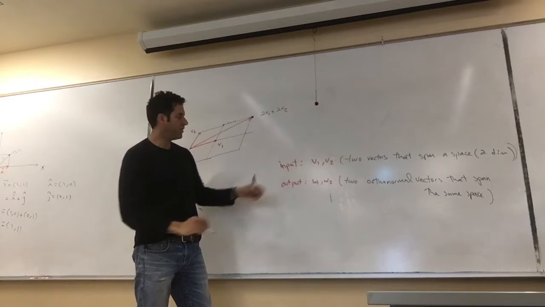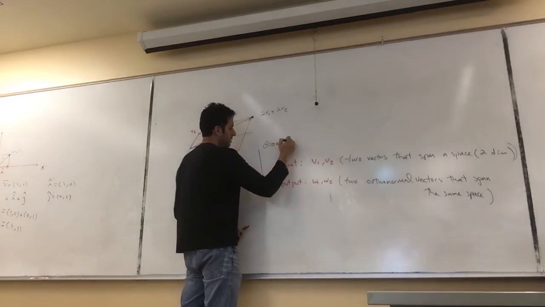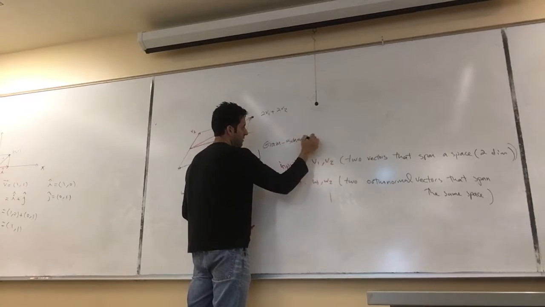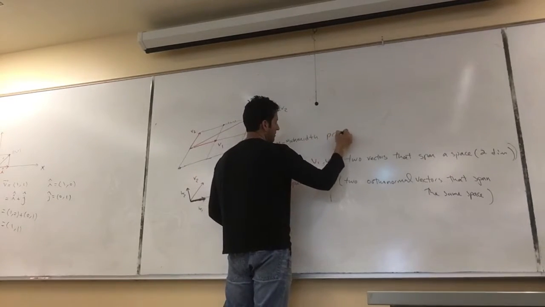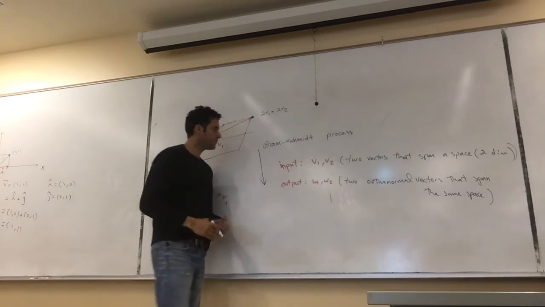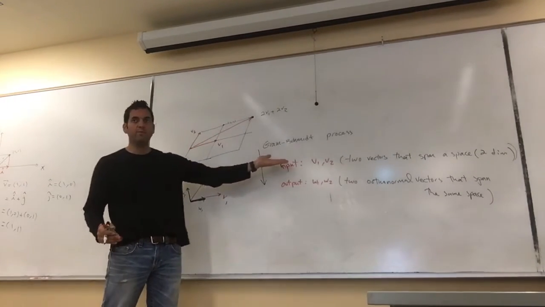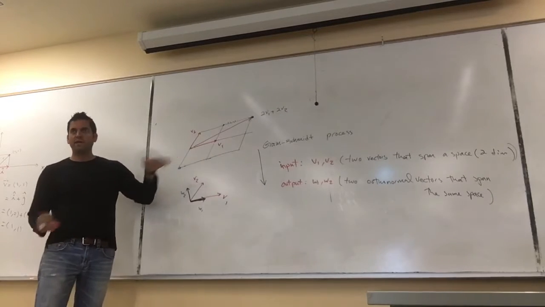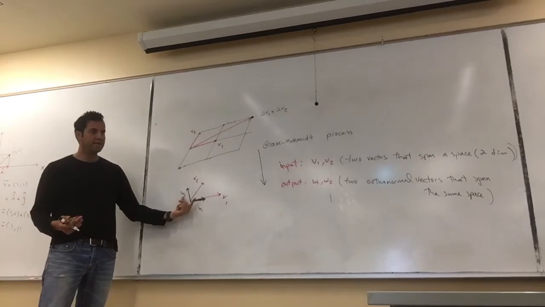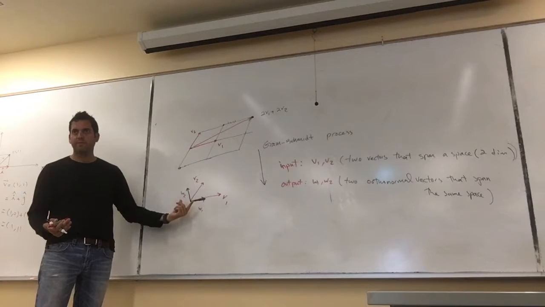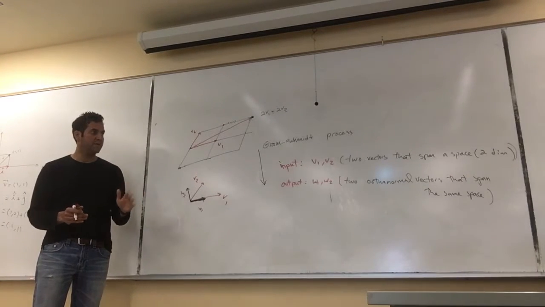Now this process is called the Gram-Schmidt process. No H on the end. This is called a Gram-Schmidt process, where your input would be any two vectors that will do the spanning. The output would be two vectors that are orthonormal to each other. And this is done very easily. It's done with this whole projection stuff.